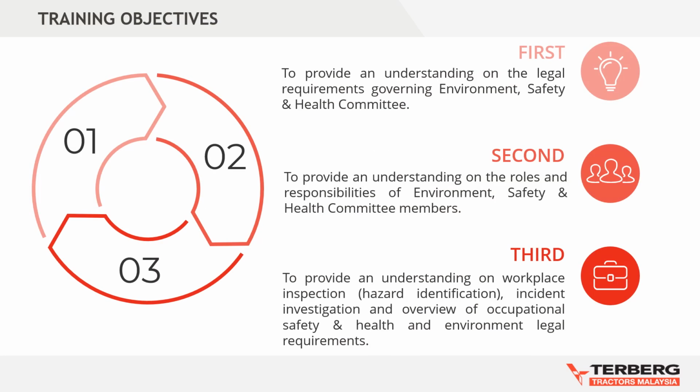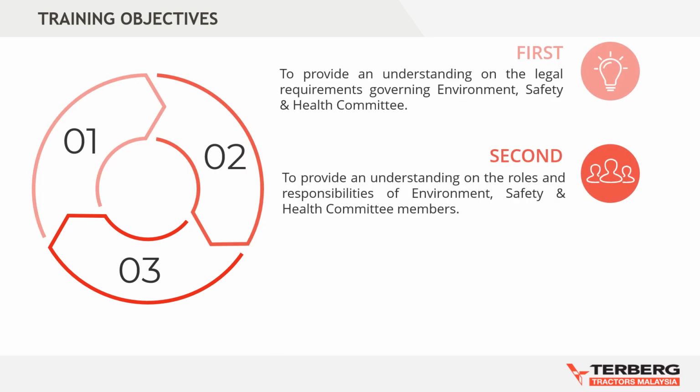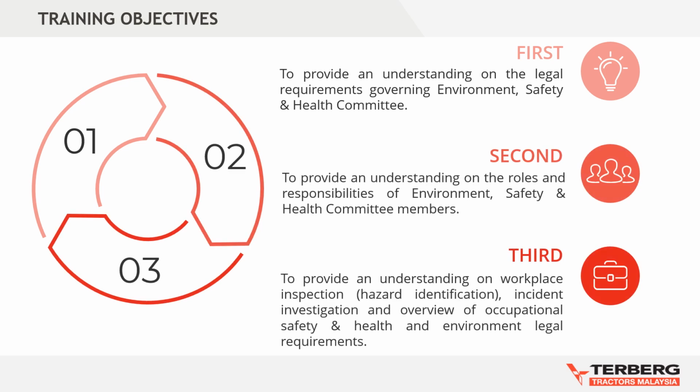Before starting this course in more depth, you need to know the purpose of this training. There are three main objectives for completing the ESH Committee training. First, to provide an understanding on the legal requirements governing Environment, Safety and Health Committee. Secondly, to provide an understanding on the roles and responsibilities of Environment, Safety and Health Committee members. Third, to provide an understanding on workplace inspection, which include hazard identification, incident investigation and overview of occupational safety, health and environment legal requirements.